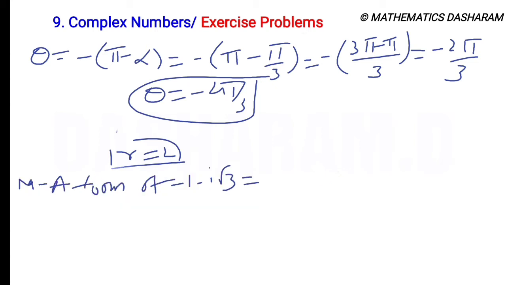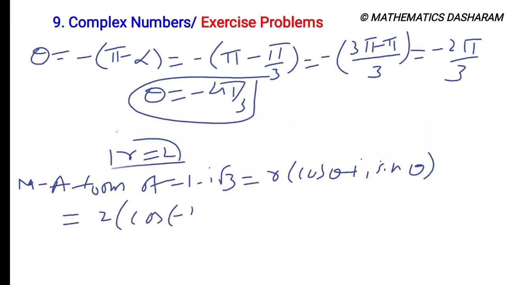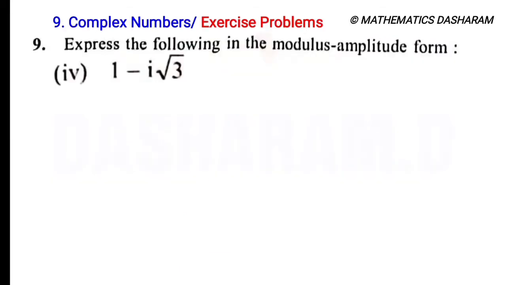So modulus and amplitude form of minus 1 minus i root 3 is r bracket of cos theta plus i sin theta. So substitute r and theta values in this, r value 2. So cos theta value is minus 2 pi by 3 plus i into sin bracket of minus 2 pi by 3. So this is the final answer.